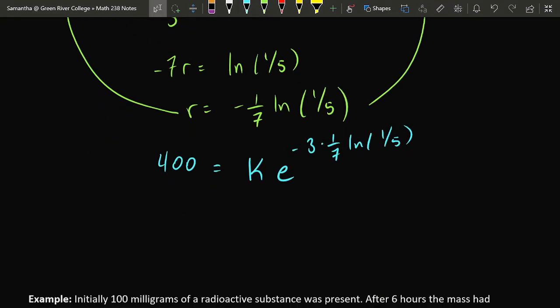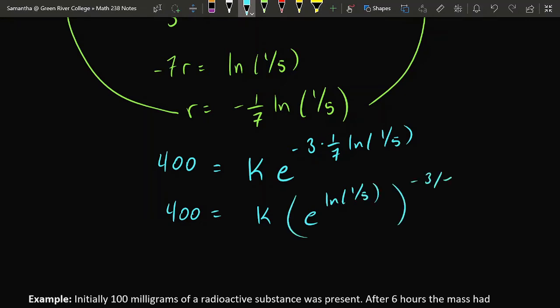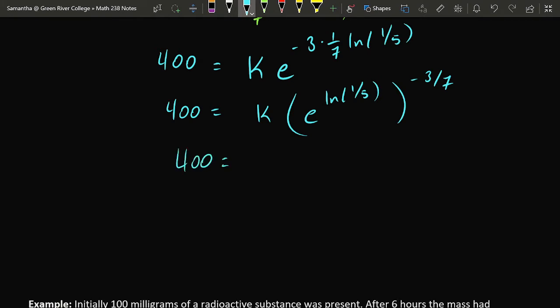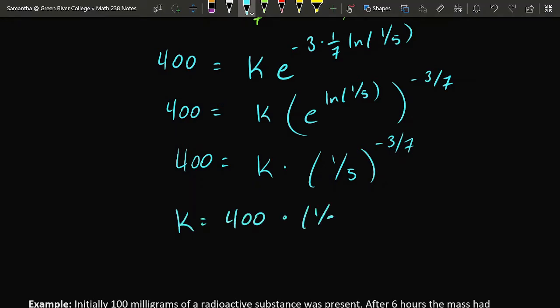So if I go ahead and simplify this quantity on the right side, then I get 400 is equal to k times 1/5 to the power -3/7, which implies that k is equal to 400 times 1/5 to the power +3/7 if I move that quantity over to the other side.